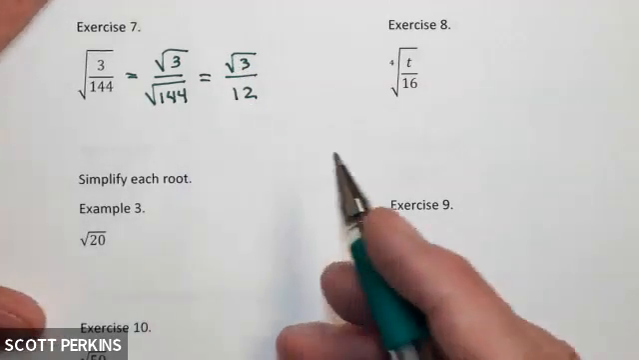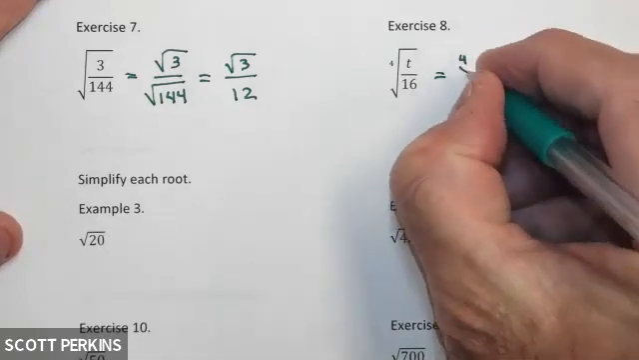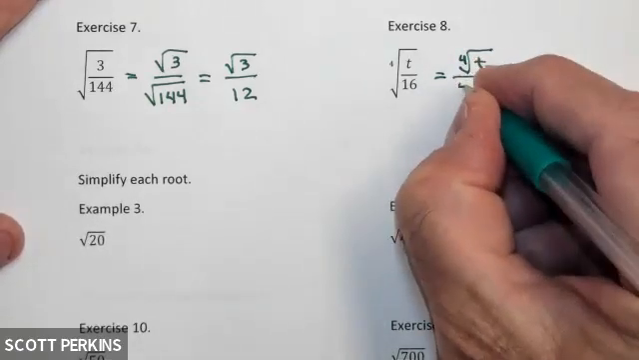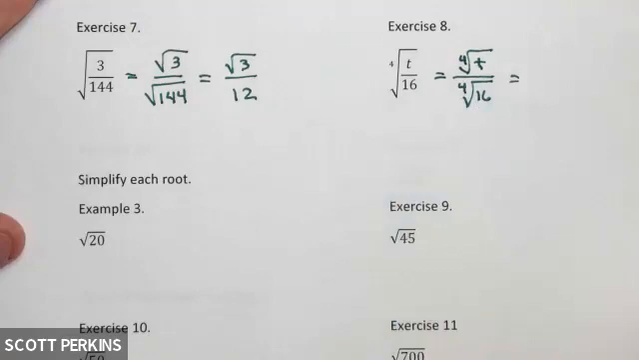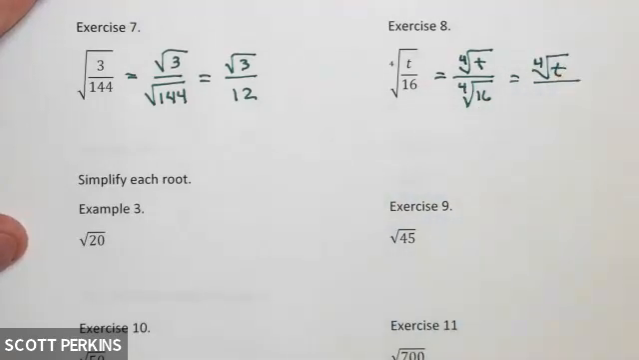That answer's done. Over here, I just gave you a problem that had 4th roots instead of square roots. So in the top, I got the 4th root of t. In the bottom, I've got the 4th root of 16. Can't do anything with the numerator. So whatever you did, that's your answer in the top, the 4th root of t. In the bottom, what number times itself 4 times gives me 16?